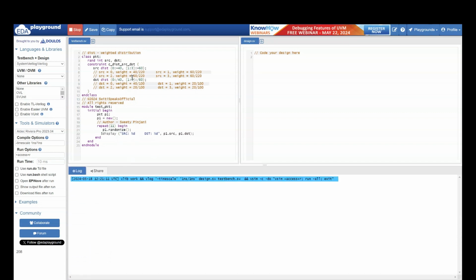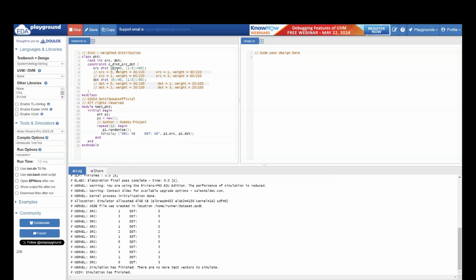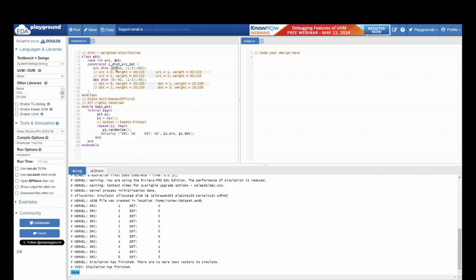Here you will see a major difference in this zero value. Why? Because in the first example, source, the total weight was 220 and this 40 was 40 divided by 220. But in case of destination, the total weight was 100 and this 40 alone out of 100 was for 0. So 0 will be generated more often for destination compared to source. For source, it will be generated very rarely because out of 220, it was only 40 times. You can see here the difference.